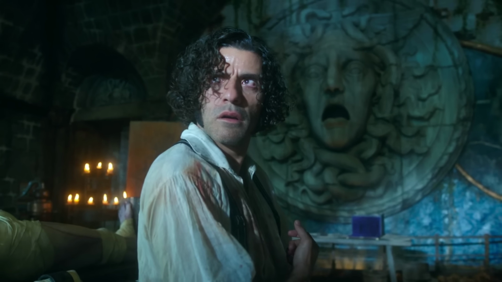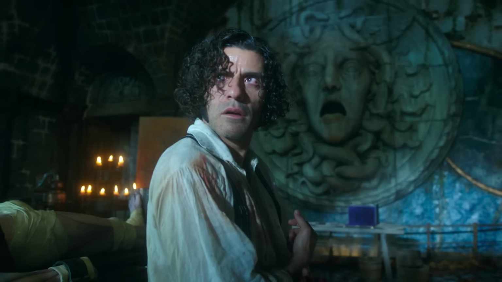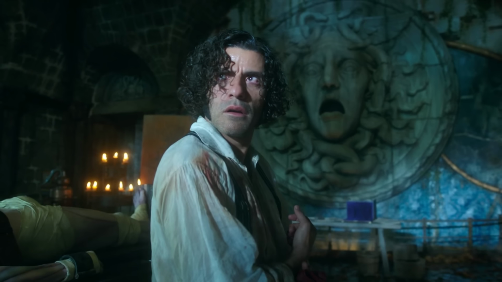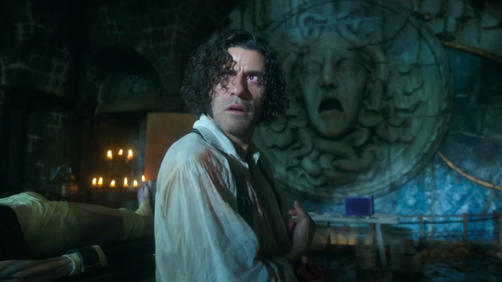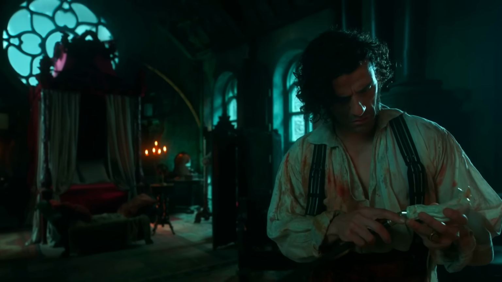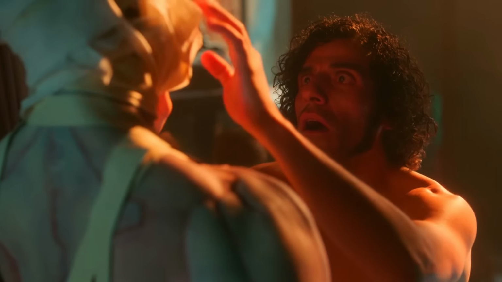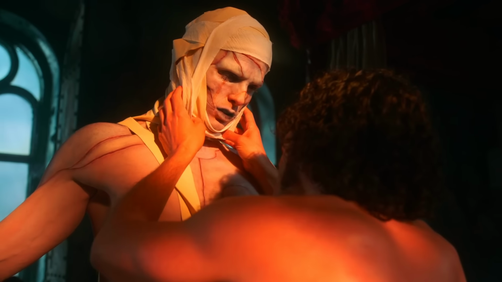Moreover, by placing this image in Victor's lab, the film subtly suggests how he views himself as a mythic figure who dares to rival the gods. It's truly a haunting reflection of his arrogance and his reckless urge to bend the laws of nature to his will. Del Toro compares the birth of the creature to the resurrection of Christ.